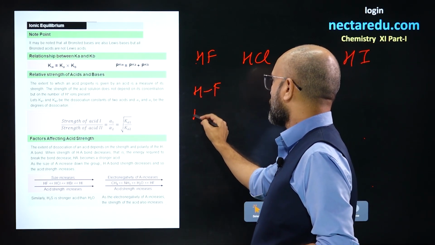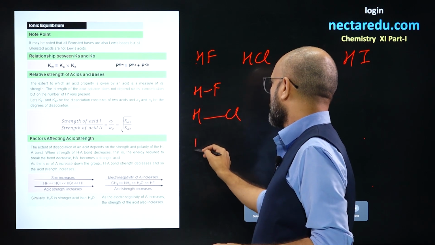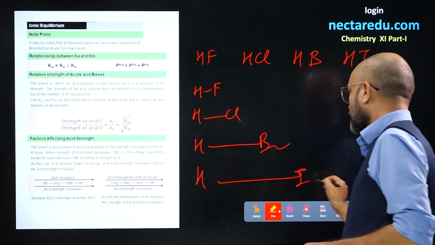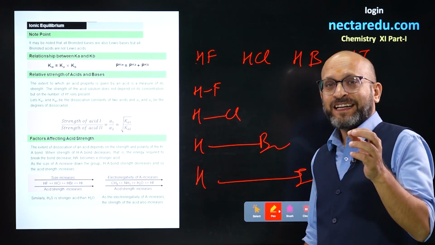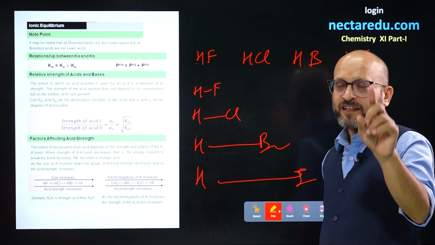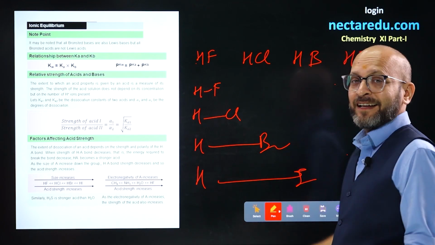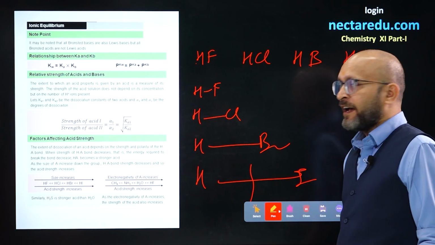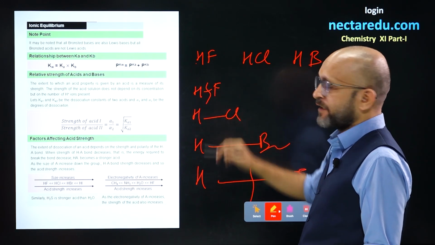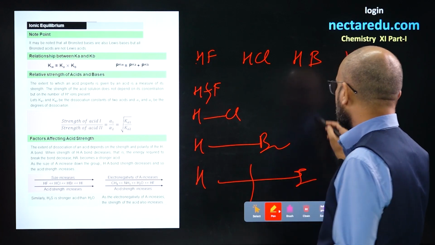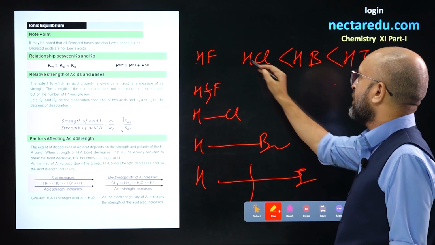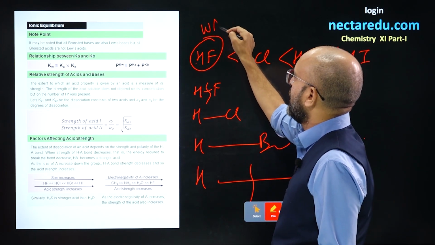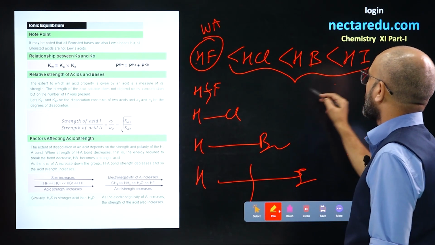HF is a smaller bond, HCl is a bigger bond, HBr is another, and HI is the biggest bond. So what do you think? Which bond will break easily? I think your answer will be the longer bond is a weaker bond, it will break easily. So this bond will break easily and this will break with difficulty, right? So HI is a better acid than HBr, than HF. HF is a weak acid, and all these are strong acids.